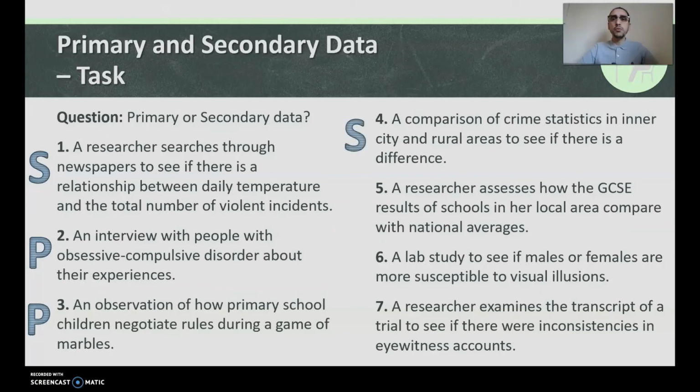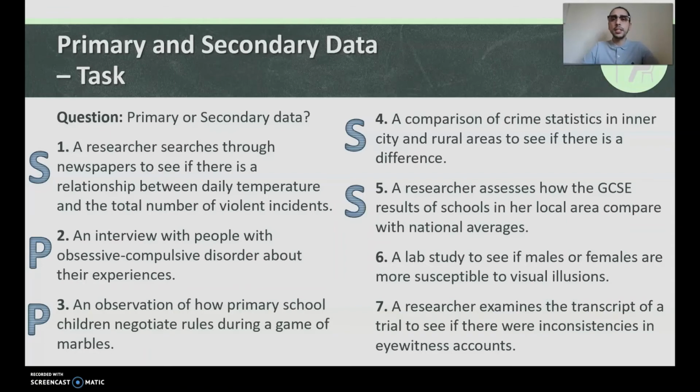Number 5, a researcher assesses how the GCSE results of schools in her local area compare with national averages. That's secondary data, okay? I'm using somebody else's data. If it was primary data, I would make people sit down and do some tests or GCSE papers and then compare it, okay? But I'm not, I'm using their data, so that's secondary data.